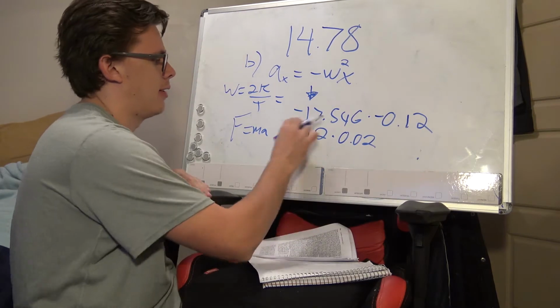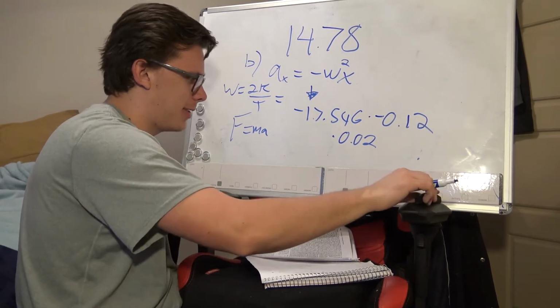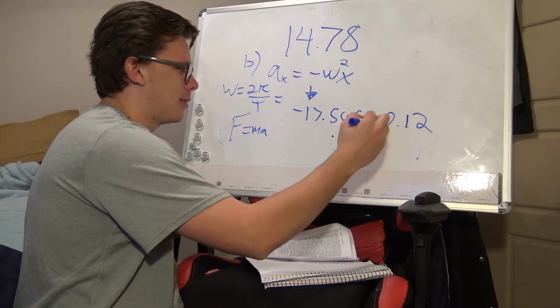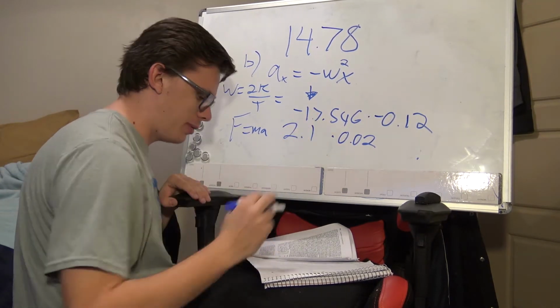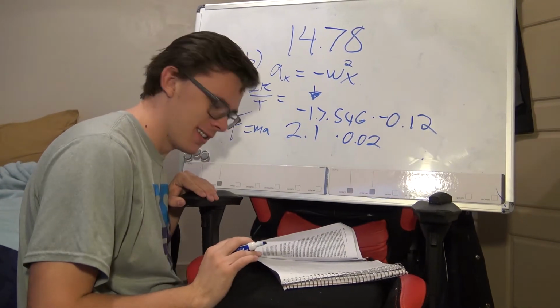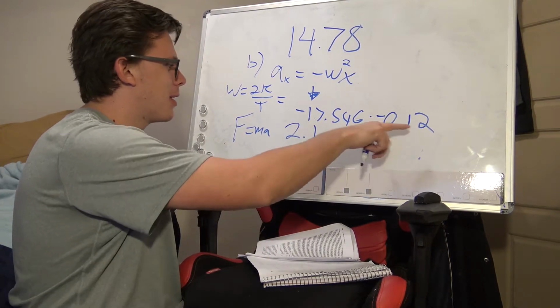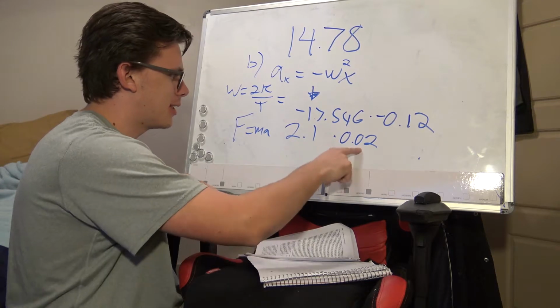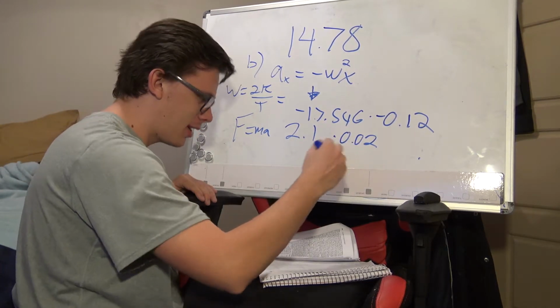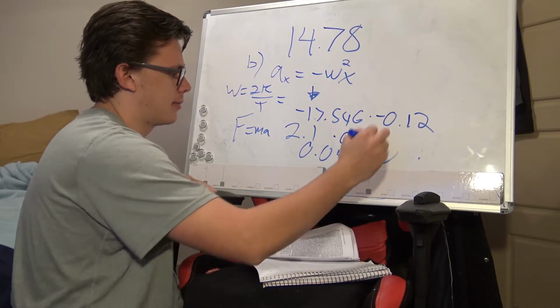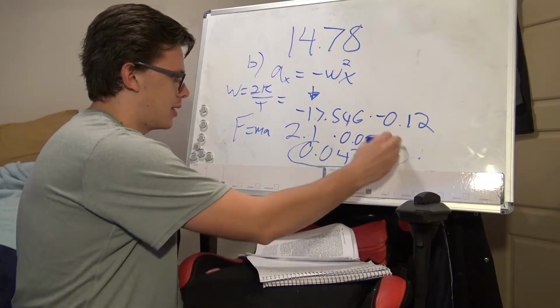Wait. That's not right. Our acceleration was 2.1. Sorry, I jumped the gun a little bit. So our acceleration we got here was 2.1. So 2.1 times 0.02 equals 0.042. That's the force. So that's part B.